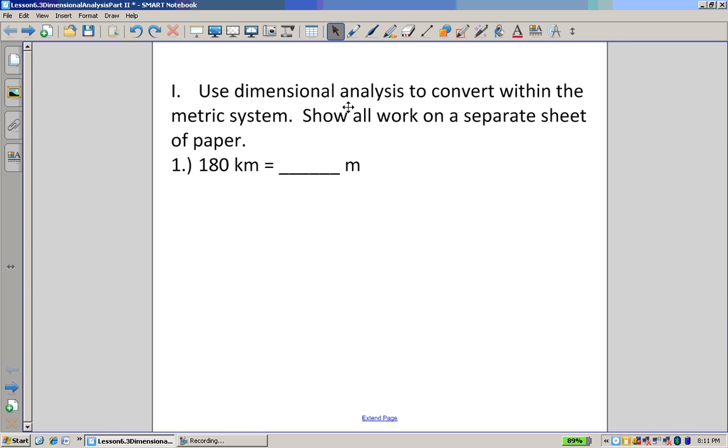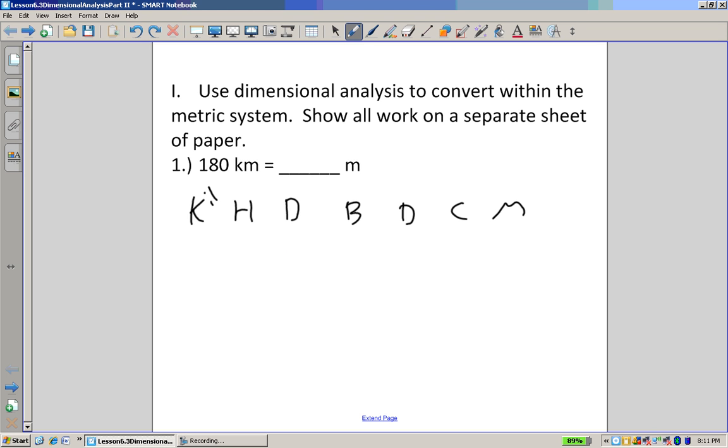Today we're going to be looking at using dimensional analysis to convert within the metric system. You can convert within the metric system, within the customary system, or convert between the systems. Today we're just going to focus on the metric system. Now, we have to use dimensional analysis to convert, but that doesn't mean we can't use the easier method. The easier method is simply using an old acronym: King Henry died by drinking chocolate milk.